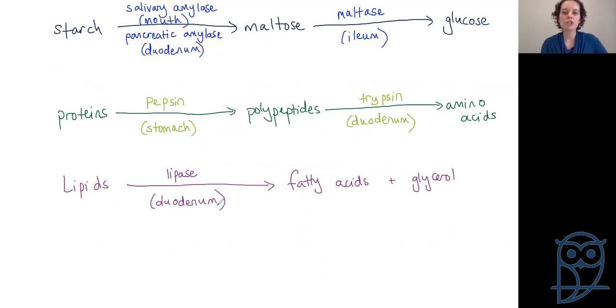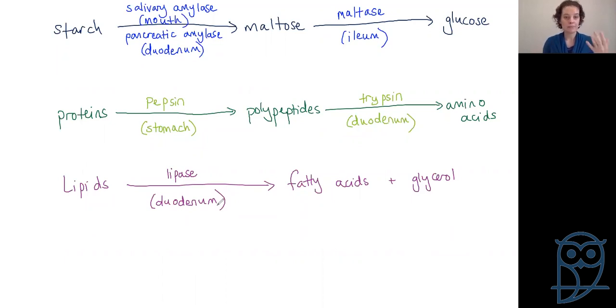Okay, so remember also that lipids were an odd one out before, because we talked about mechanical digestion for the lipids as well. So mechanical digestion of our lipids, we have big droplets into small droplets. We're increasing the surface area, so lipase can work. When we increase surface area, this reaction can happen much more efficiently. Efficiency is always brilliant when it comes to biological processes.